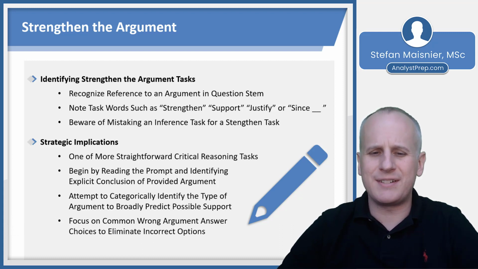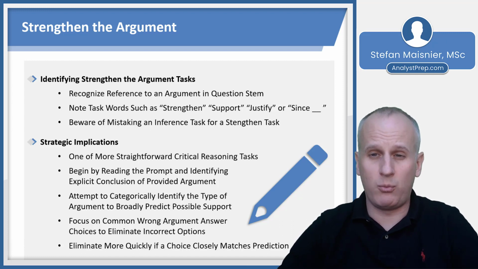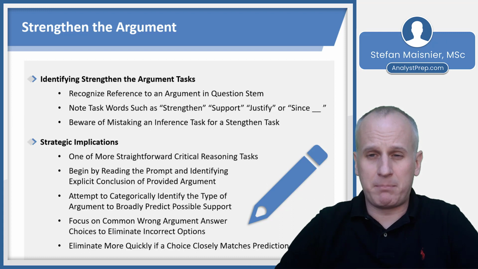And you need to focus on your common wrong argument answer choices to eliminate incorrect options. But if you find a choice that rather closely matches your prediction of what the correct answer should have done to more specifically strengthen the argument based on the structure of it, then you can move a little bit more quickly through the process of elimination.